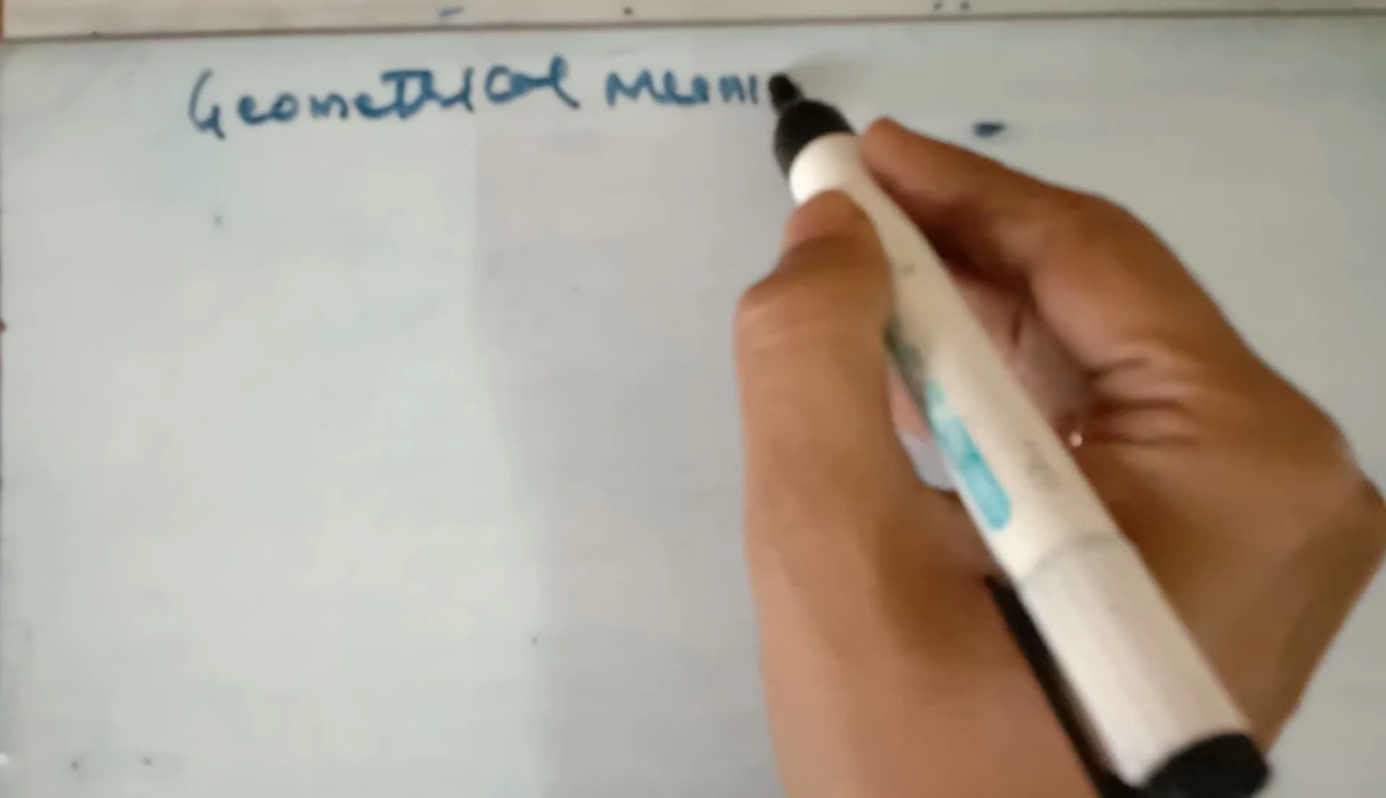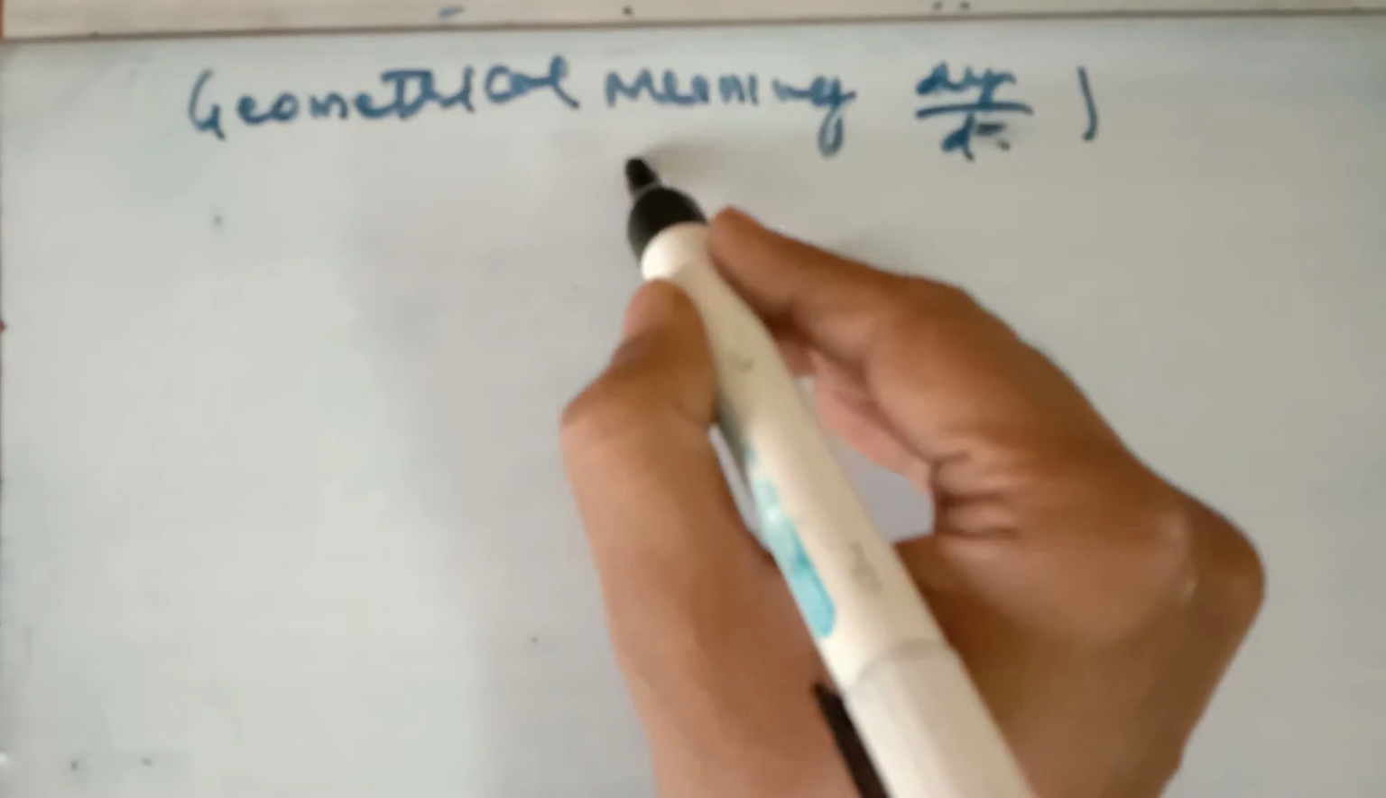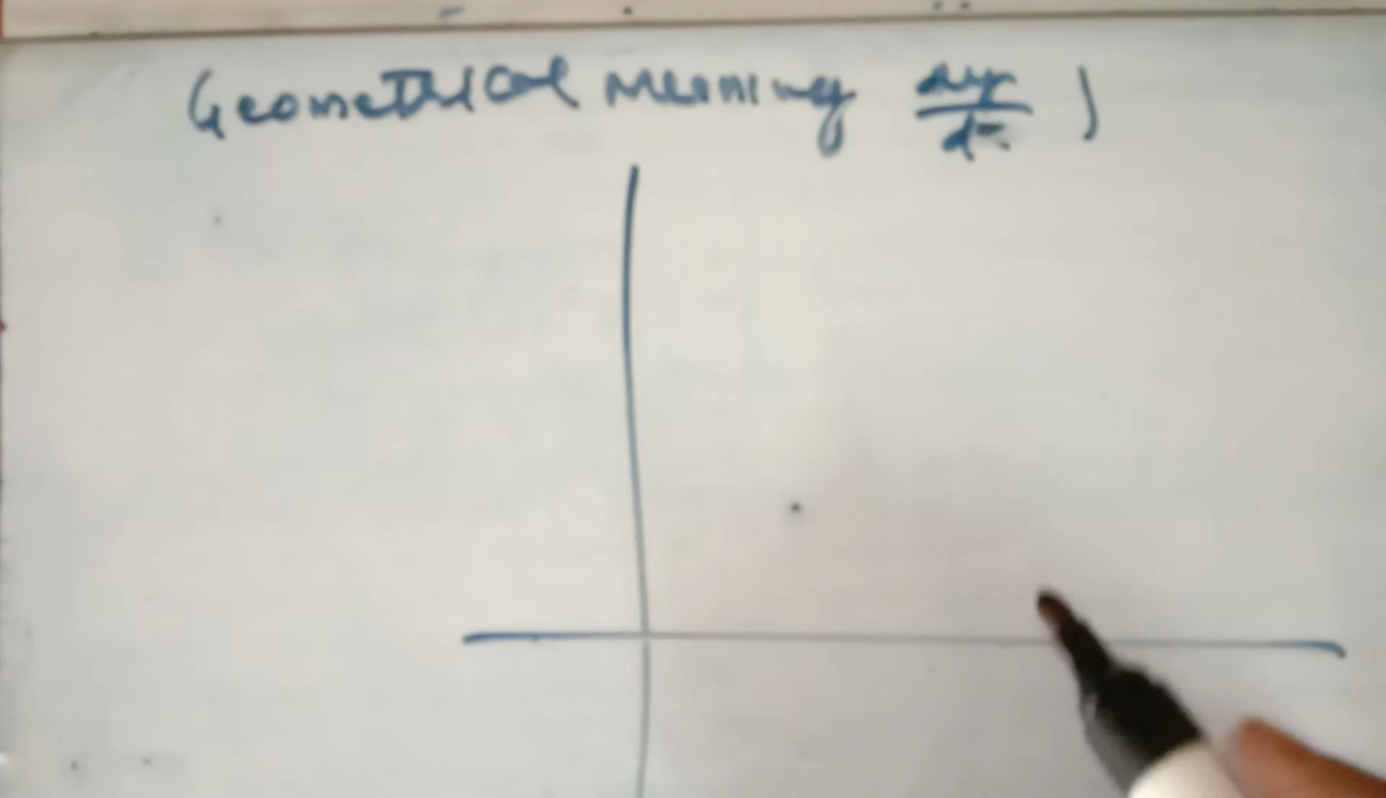Now after that, the geometrical meaning of this dy by dx. What is the geometrical meaning of dy by dx? So again you draw the diagram like this.